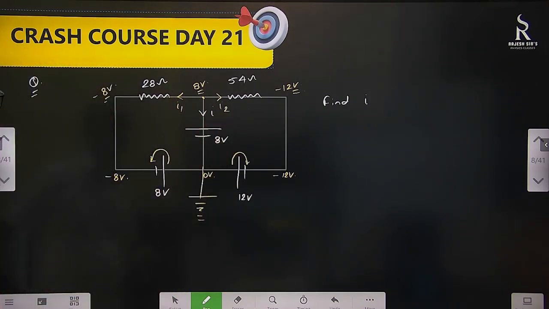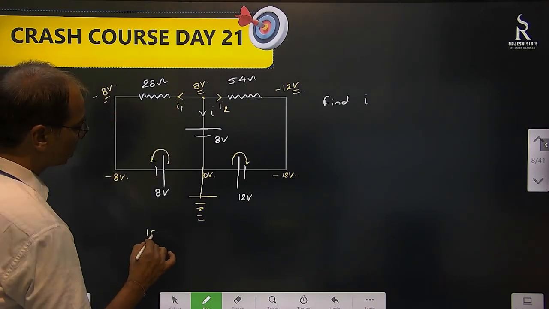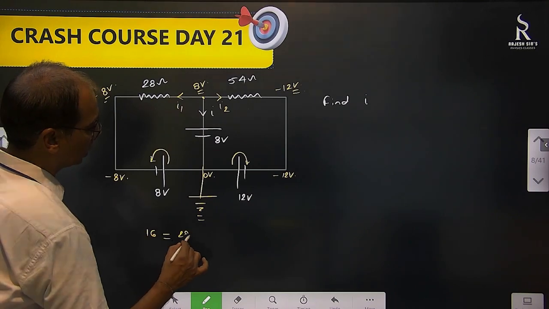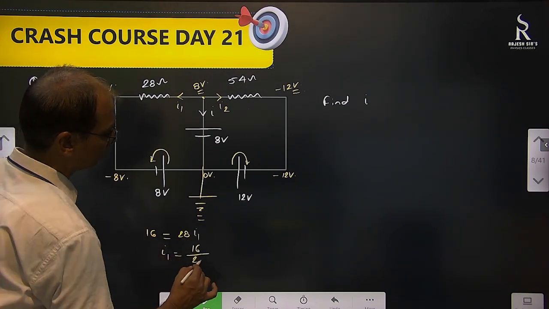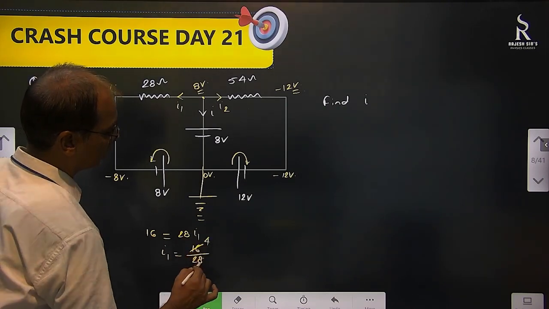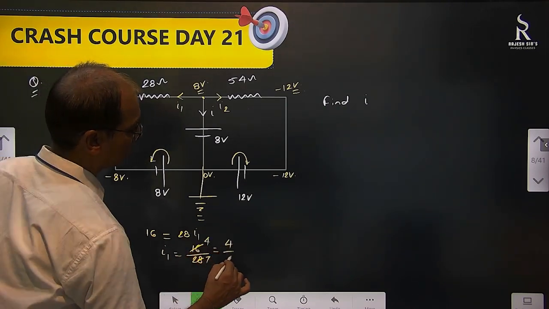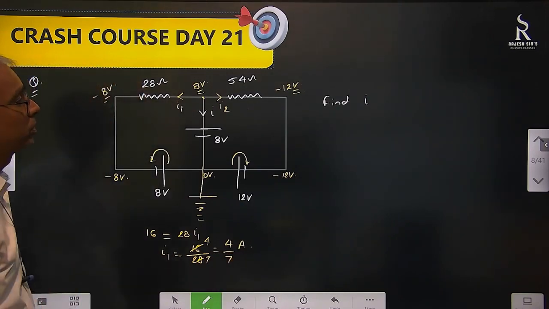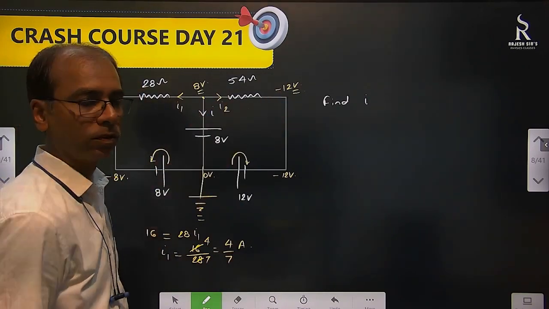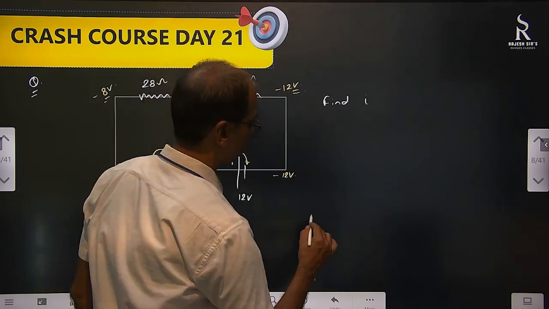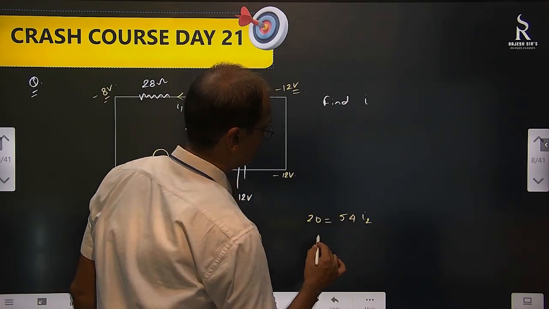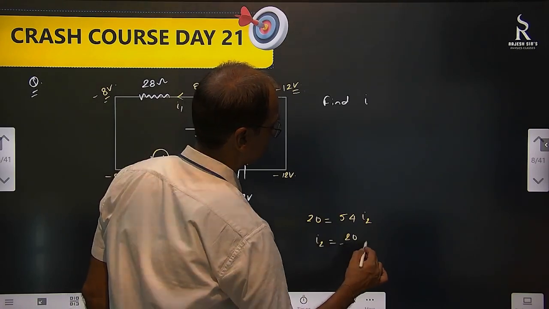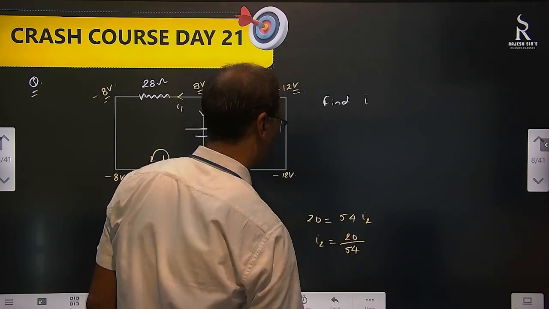Correct? What is I1? Let's see. What is the potential difference? 16. So 16 equal to 28 into I1. So I1 value is 16 by 28. This is 4, this is 7. So 4 by 7 ampere. I2 you see, 8 minus minus 12, that is 20. So 20 equal to 54 I2. So I2 equal to 20 by 54. Okay, how can we cancel that?